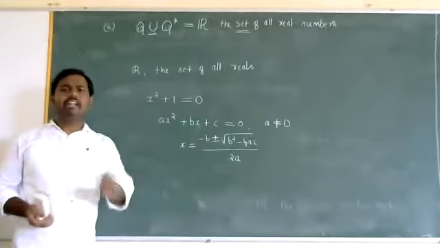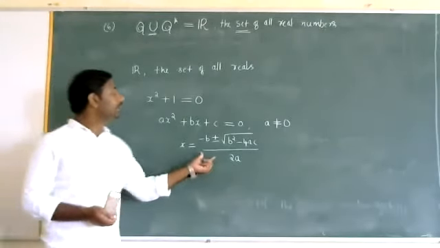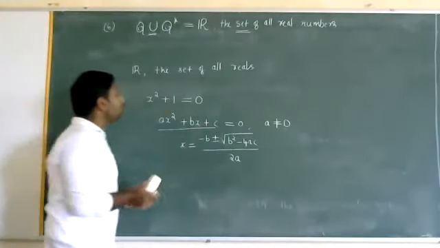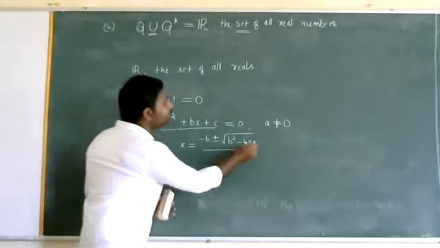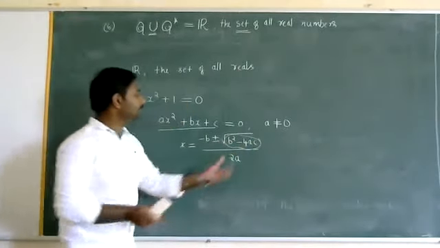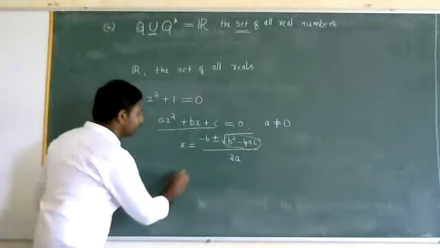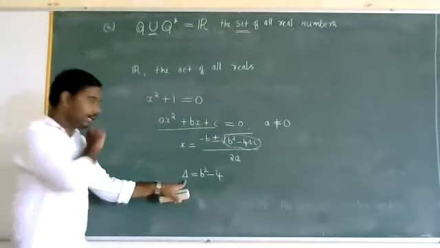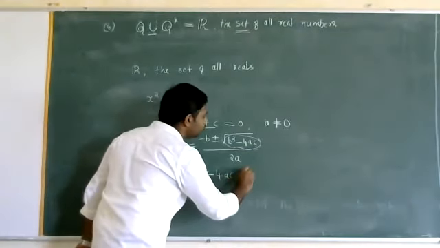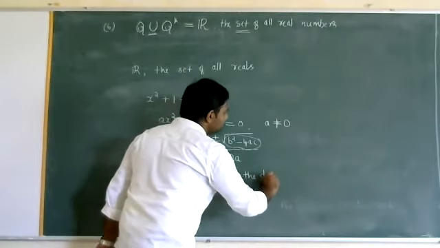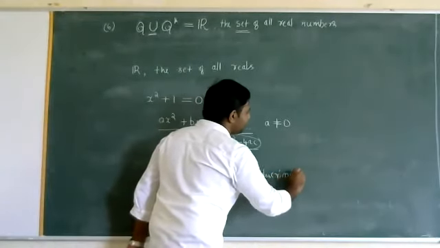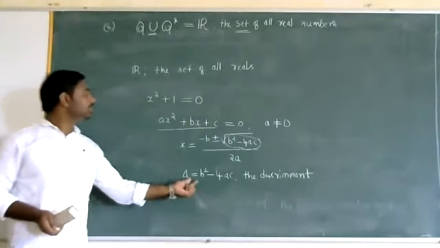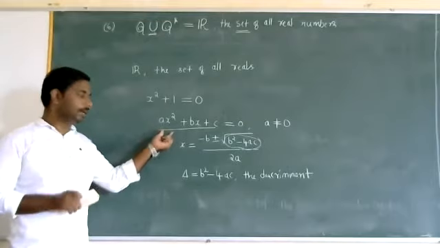And in the 7th or 8th standard, we have discussed the nature of roots. The nature of roots of a quadratic equation depends on the value of b square minus 4ac. It is denoted by capital delta, and it is called the discriminant. So based on the value of the discriminant, the nature of roots depends.